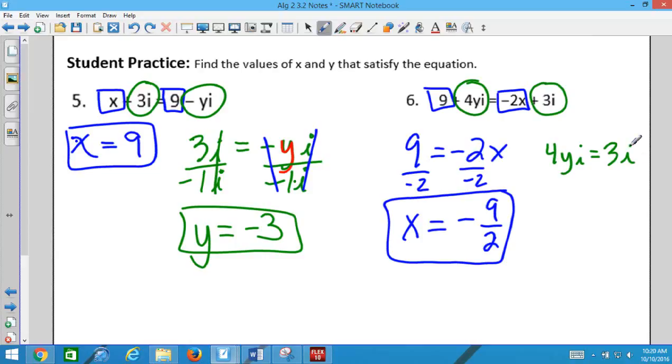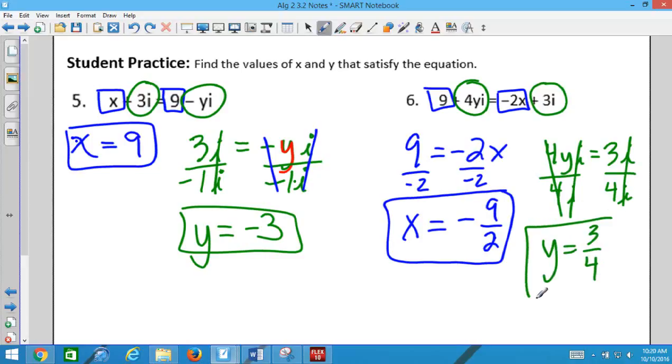And I'm trying to isolate y, so we divide by 4i. Which cancels the i's, and we get y equals 3/4. Question? Sure. We are treating the i like we would treat x, with respect. Like it's a variable, but it's not, but we're treating it like it is.